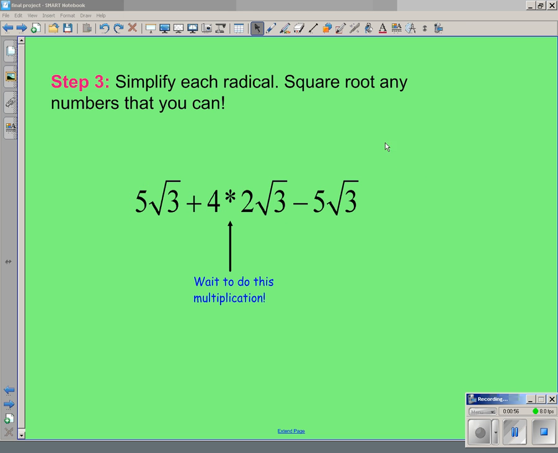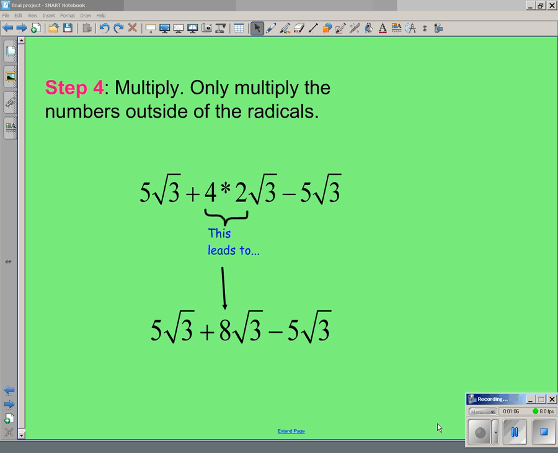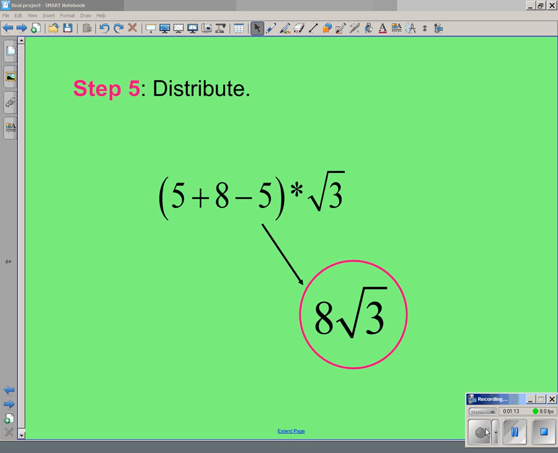Then now you need to simplify each radical, and you take the square root of any of the perfect squares. So the 5 squared was in there, so you're going to take it out and just put 5. I'll wait to do this, because that's the next step. Then here you do 4 times 2, and that leads to 8. So that's what you have then. Finally, you have to combine: you take all the numbers in front of the square root signs, add or subtract them together, and you get 8 root 3. And that's the answer to that problem.